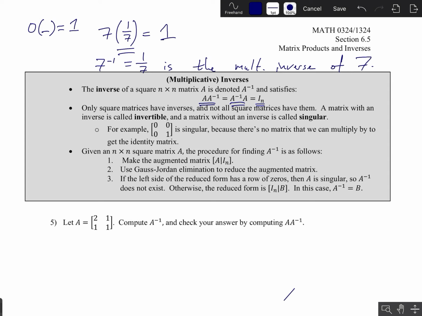For matrices, things are a little bit weirder. Not all matrices are what's called invertible. So a matrix that has an inverse will be called invertible, and a matrix without an inverse is going to be called singular. And you can just trust me for this first example that the matrix 0, 0, 0, 1 is singular. There's no matrix that you could multiply that by in order to get the identity matrix.